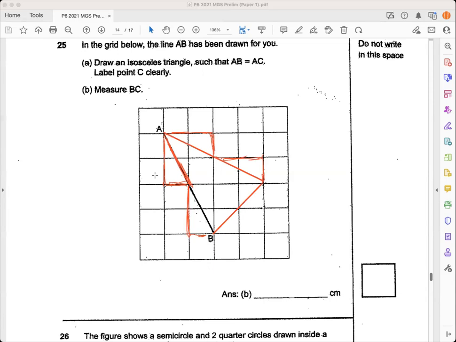So I call this C. And then I mark this as parallel, as equal. So this is the answer. Then use a ruler to measure BC. I can't show you, but it is around 3.5 centimeters.